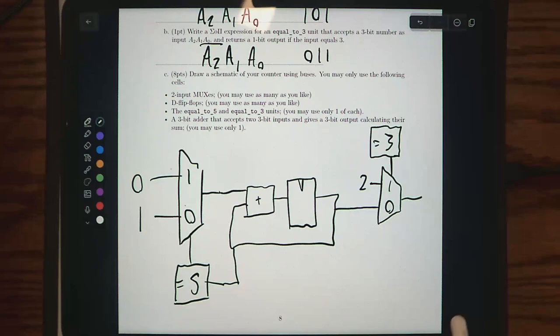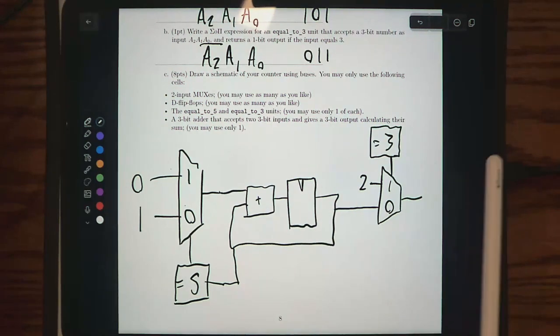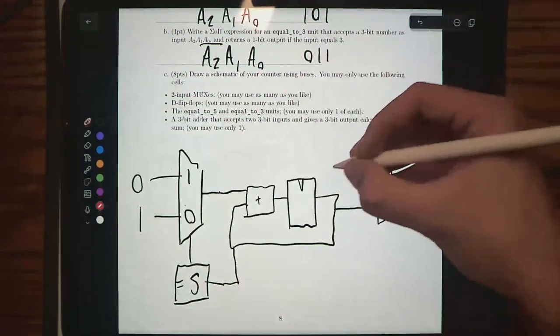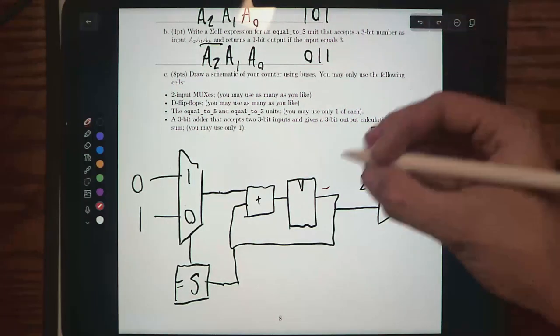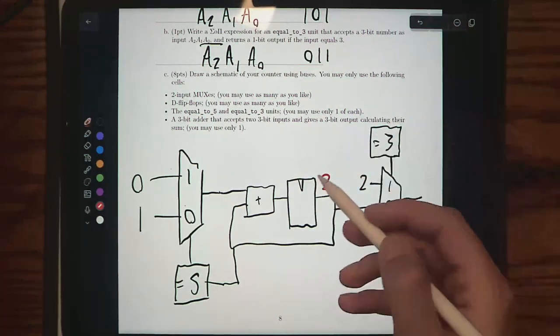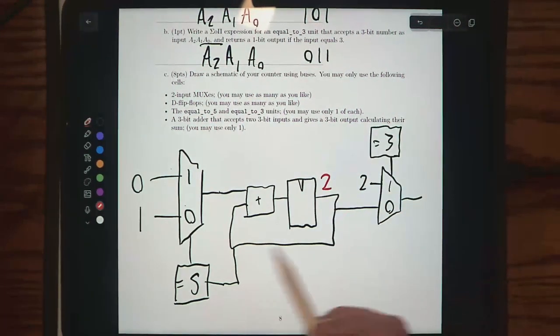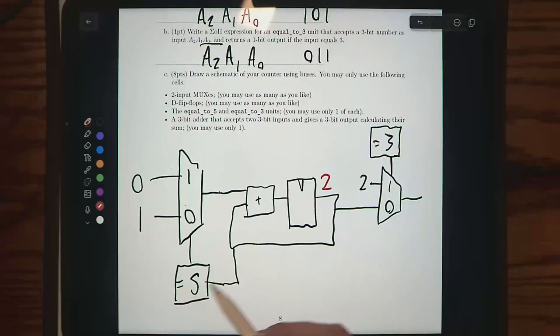Yeah, absolutely. So now if we were to store maybe 1 right here. No, if we store 2, yeah, that's probably better. So if we store 2, then what will happen is we will pass into here. Is 2 equal to 5?